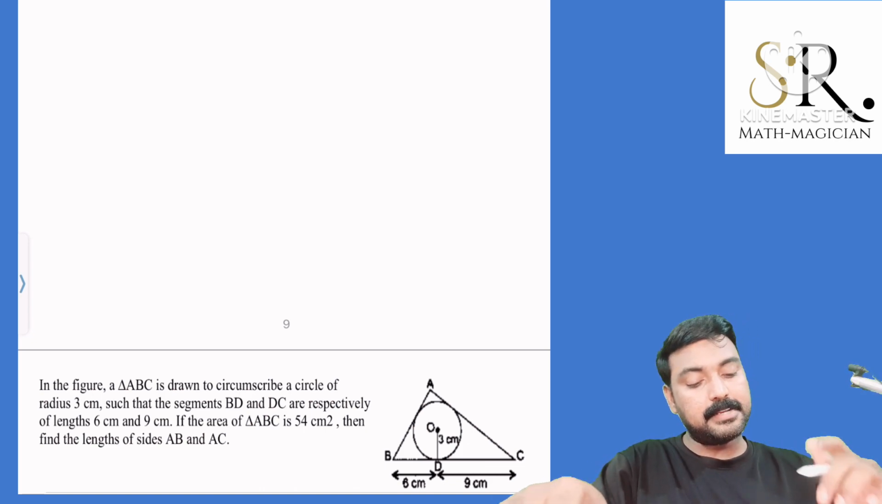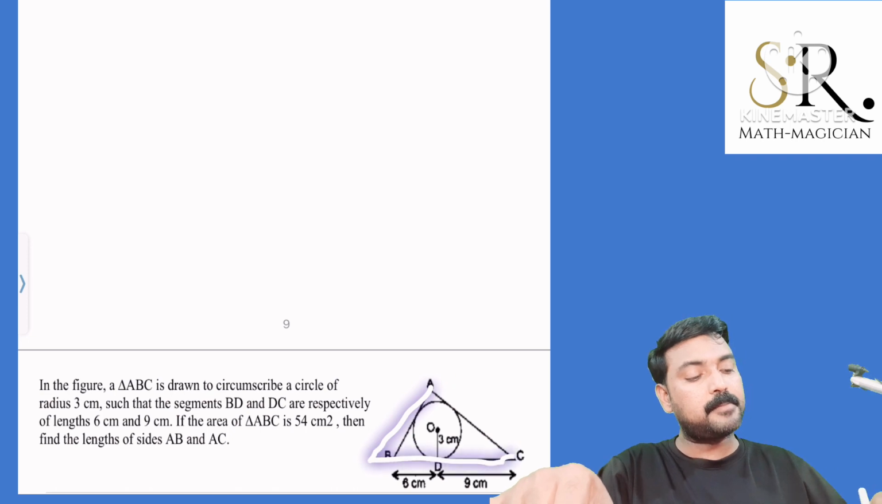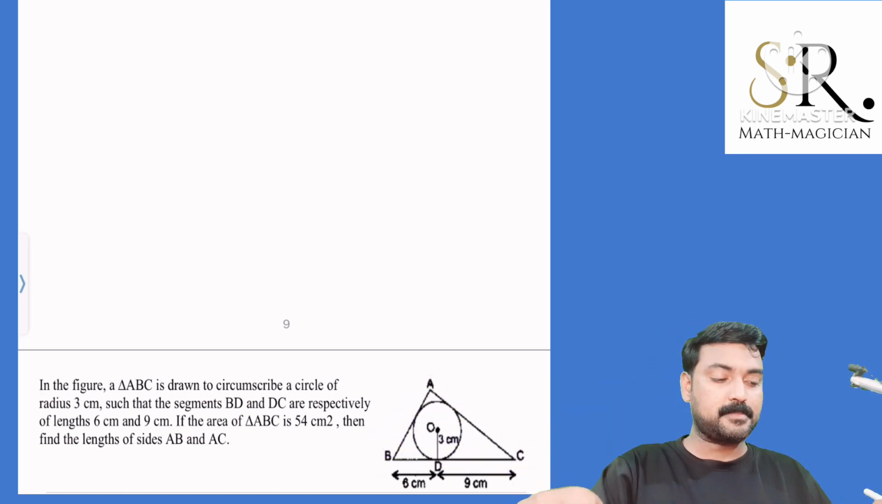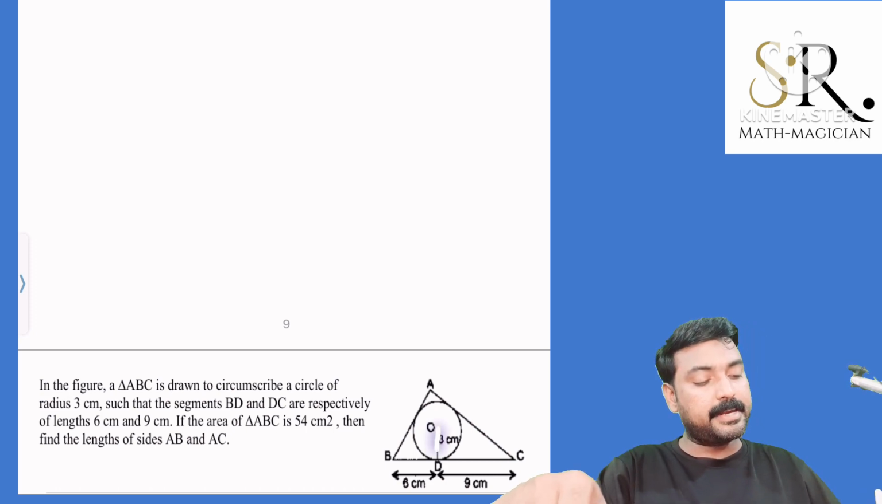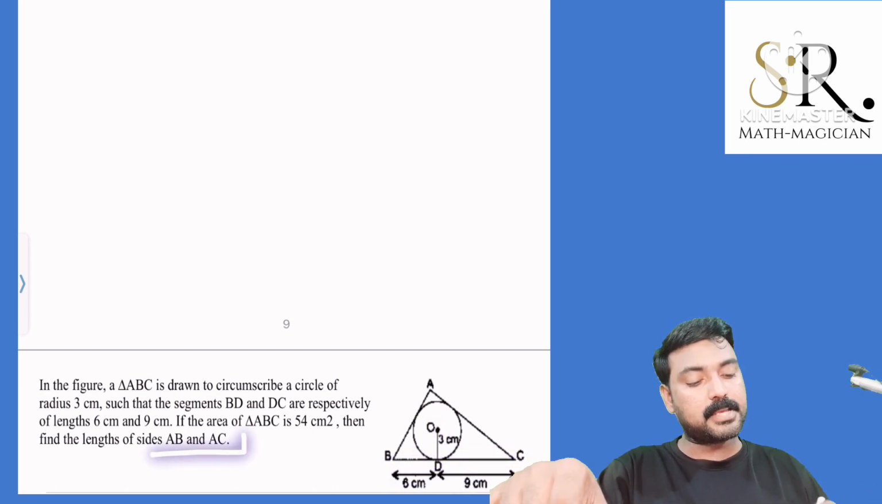So the question is that in the given figure, triangle ABC is given. This triangle ABC is circumscribing the circle. Circumscribing means the circle is inside that triangle. Now, the measurements are given here. OD is the radius and BC is the tangent. The portions of the tangent, BD and CD, are given as 6 and 9. Now the question: find the other sides AB and AC, this length and this length.